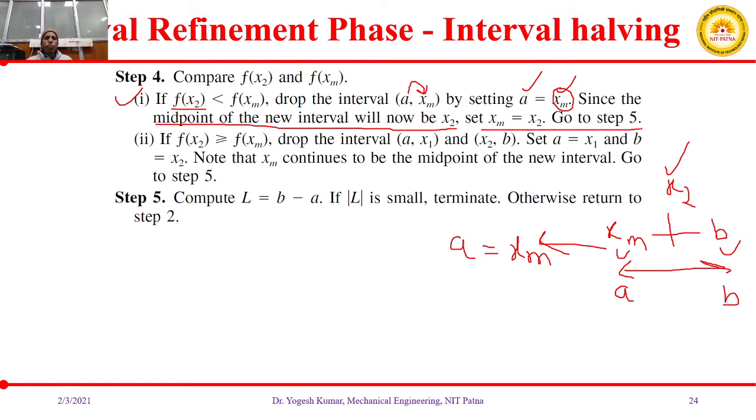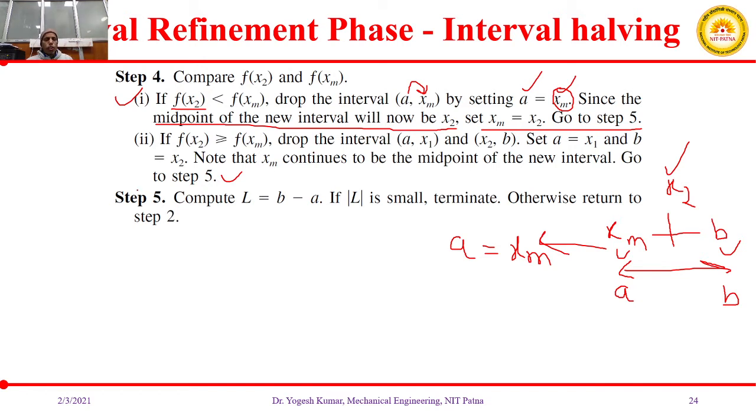After this we will go to step 5. So we will see what is step 5. Since we are comparing the value of x2, if x2 is greater than xm, then drop the interval a to x1 and a to, sorry, a to b. Set a equal to x1 and b equal to x2. Note the maximum, note the xm continues to be the midpoint of the new interval, and go to step 5. Okay, so this way we will continue this algorithm that is called the interval halving algorithm.